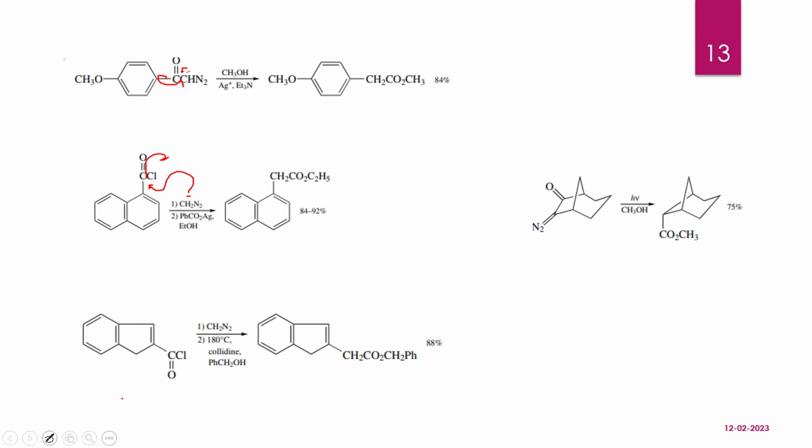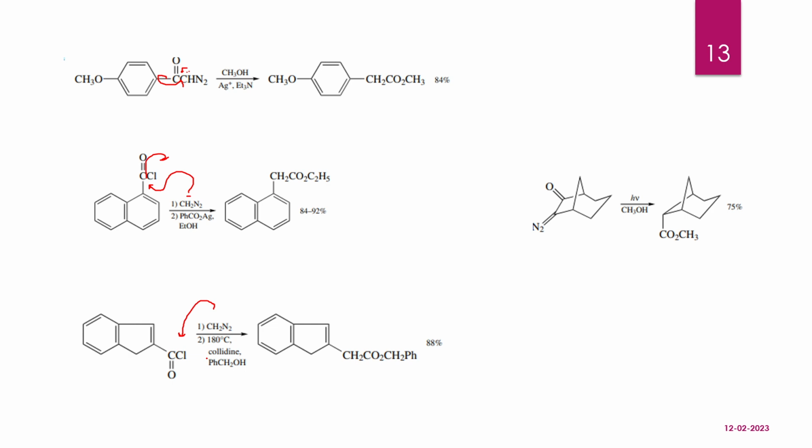So this is our next reaction. Here also, in a similar way, there is acyl chloride, and this diazomethane will add here, and the chlorine will get removed, giving us this type of diazocarbonyl compound. Again, when we heat it, as we know in the case of the Arndt-Eistert reaction, this can be done by heat, light, and silver salt. So anything is okay.